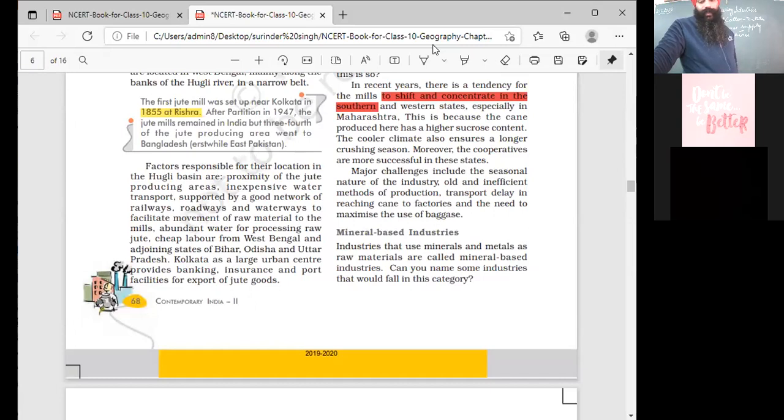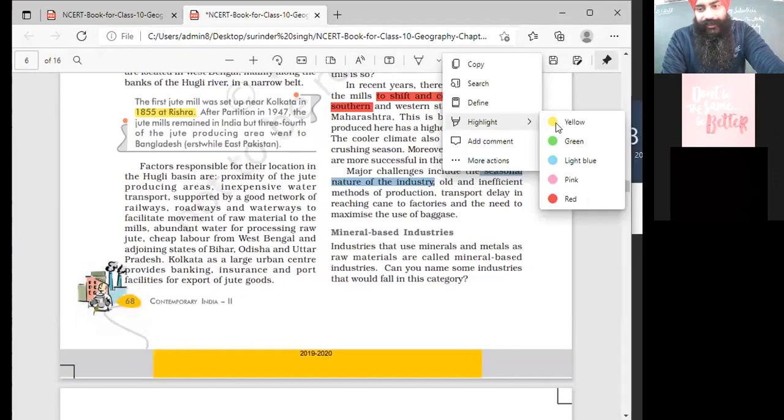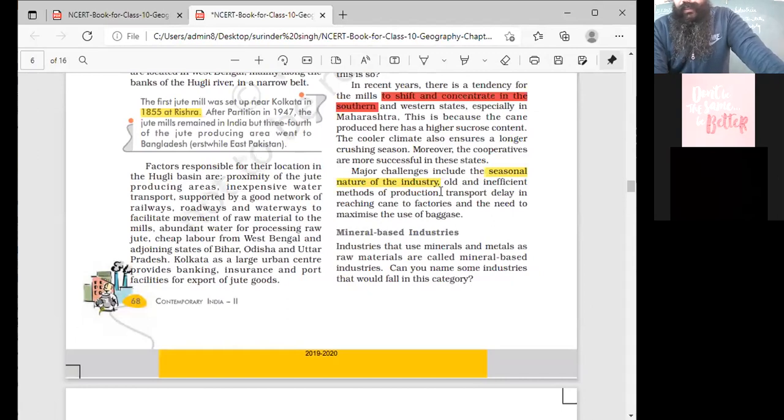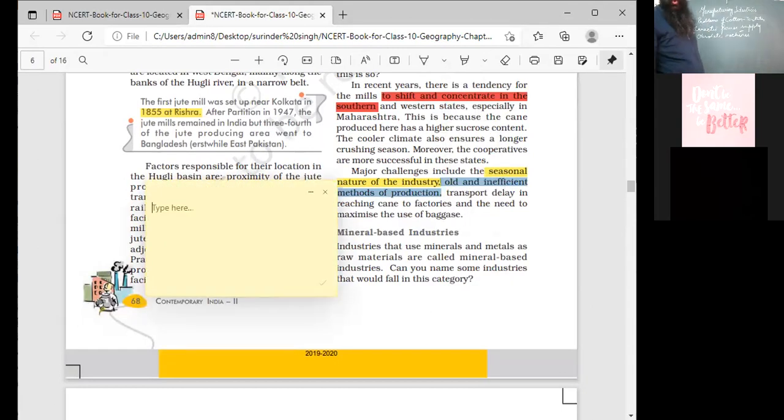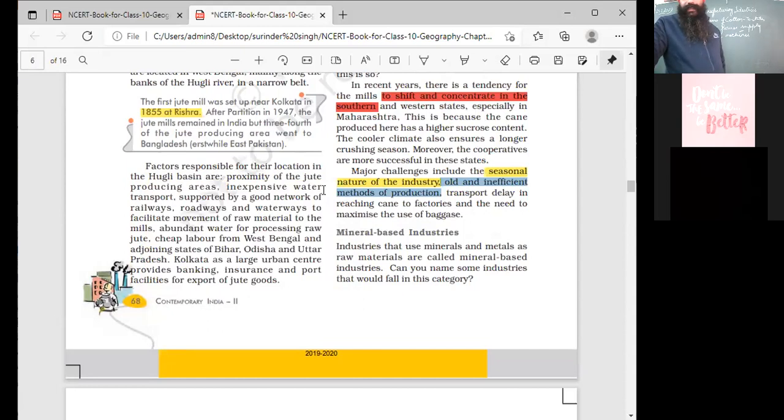Clear? So what are the problems associated with the sugar industry in India? First, seasonal nature of the industry. Second, old and inefficient methods of production. We can see obsolete, older machinery also used in sugar industries.